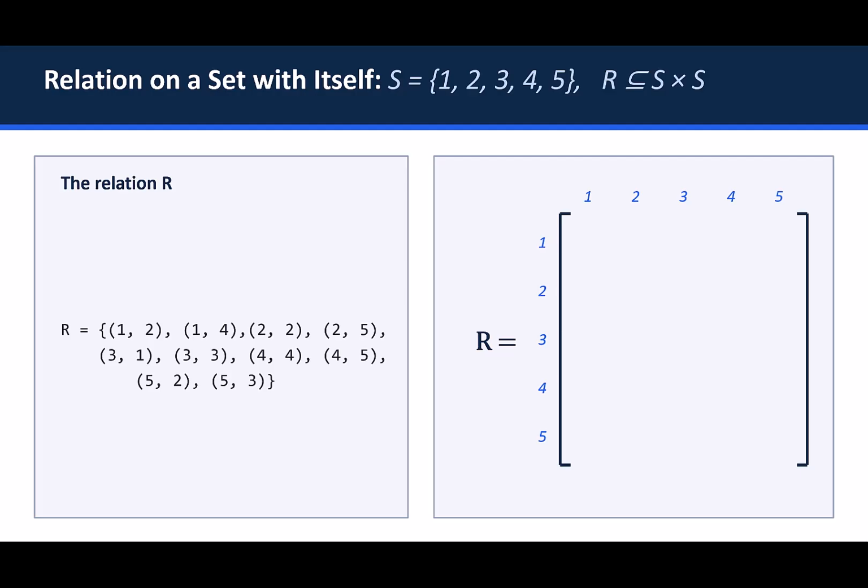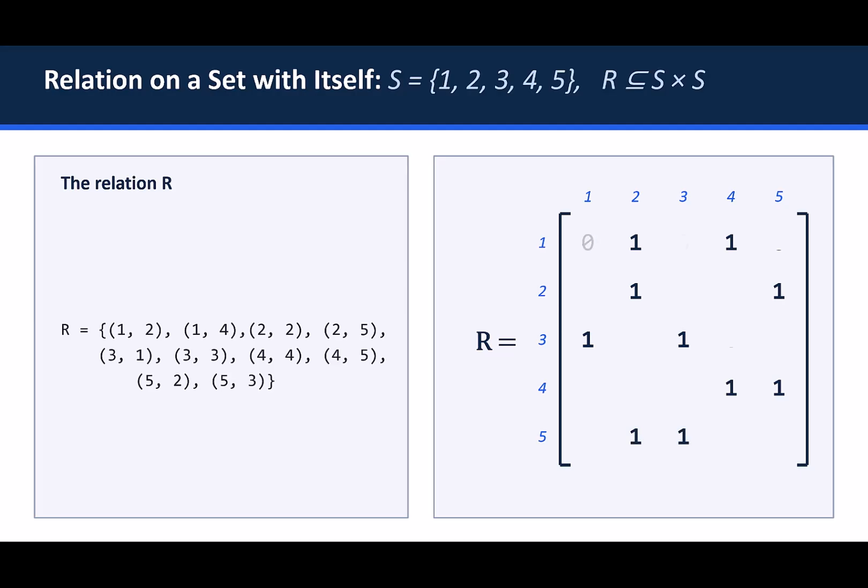I have two entries in the first row, (1,2) and (1,4), which means I have a 1 in the second and fourth columns. Then I have (2,2) and (2,5), which means I go to the second row. Then I put a 1 in the second and fifth column. Row 3, I have (3,1) and (3,3), which is column 1 and column 3. Row 4 has (4,4) and (4,5), which is column 4 and column 5. And finally, row 5 has (5,2) and (5,3), which is column 2 and column 3.